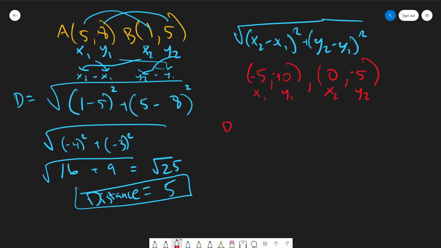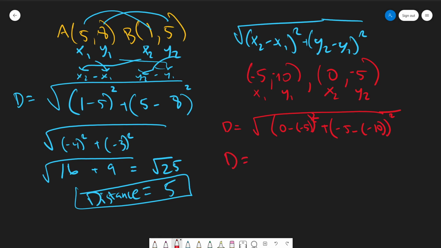We're going to subtract our x's. So when we subtract our x's, here we're going to have a 0 minus negative 5 squared. And then we're going to subtract our y's. So negative 5 minus negative 10 squared. So mostly it's just keeping track of these signs, but really just think of how far apart are they.